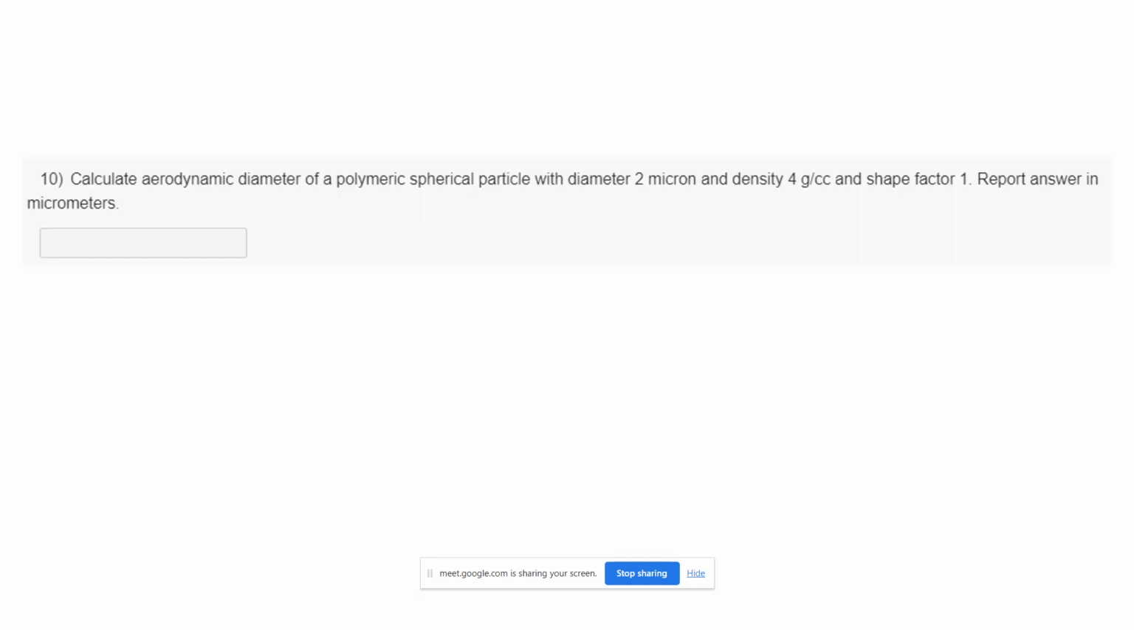Now last question. This is a numerical question. You have to calculate aerodynamic diameter of a polymeric spherical particle with diameter 2 micron and density 4 gram per centimeter cube and shape factor 1. Report answer in micrometers.